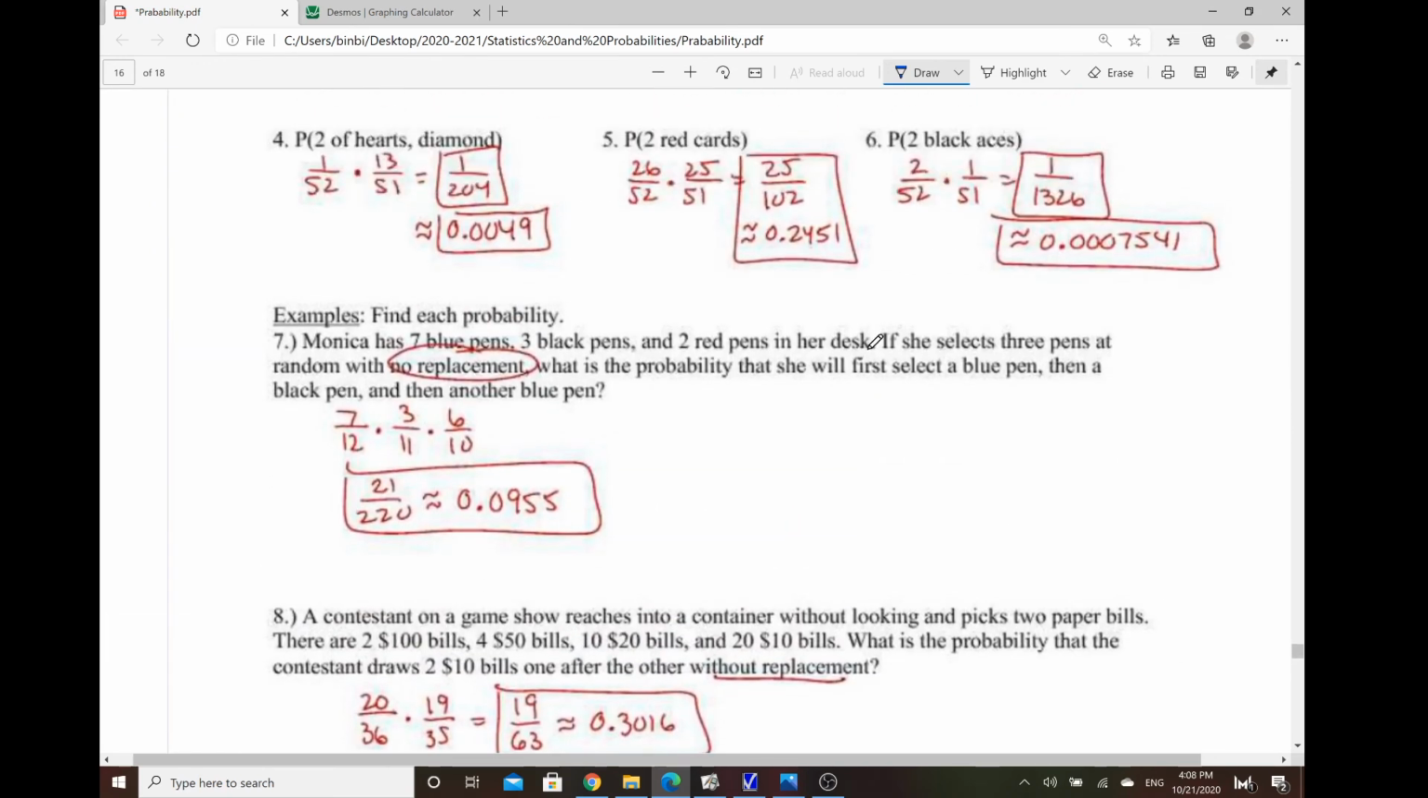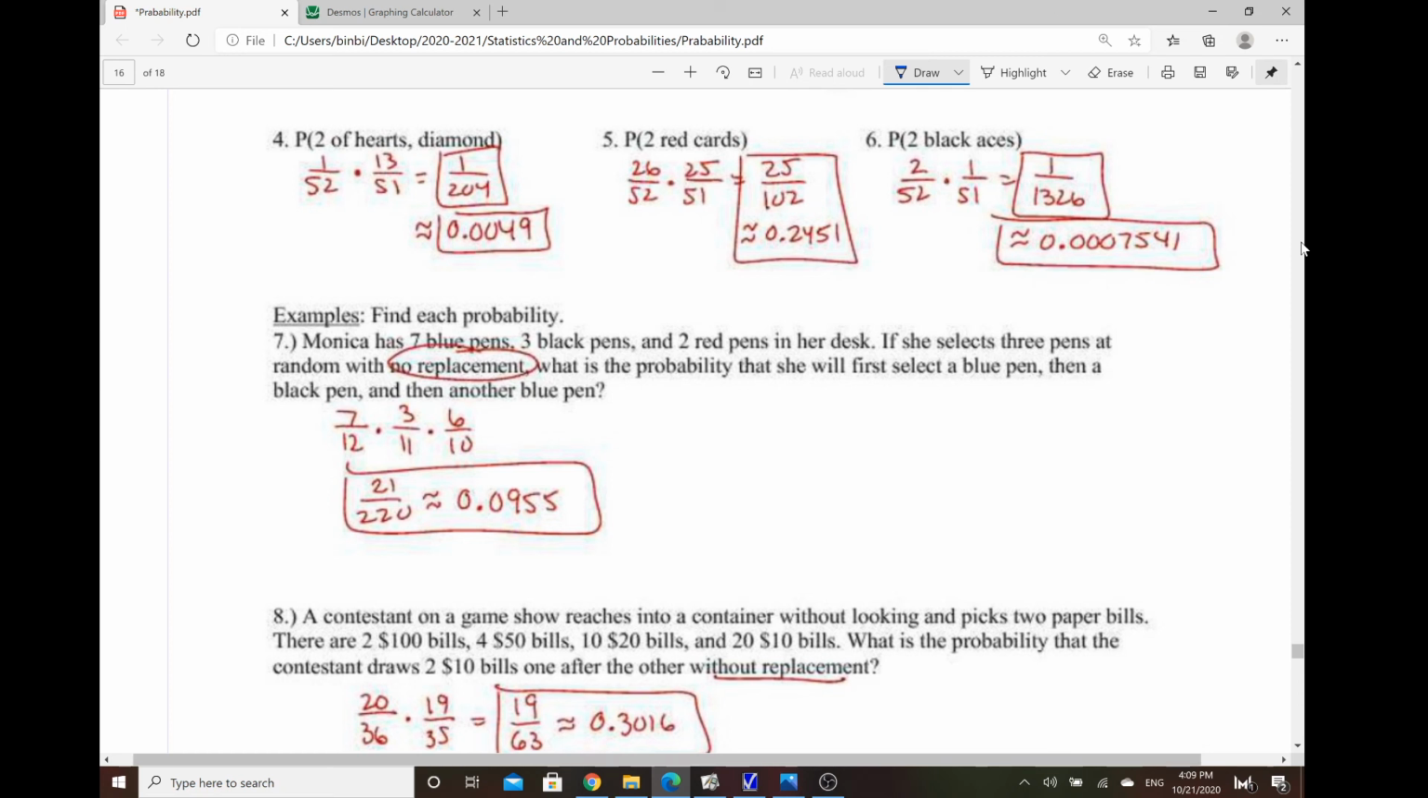Okay, so let's take a look at this one. Monica has 7 blue pens, 3 black pens, and 2 red pens in her desk. If she selects 3 pens at random without any replacement, what's the probability that she would first select a blue pen, a black pen, and then another pen? So 7 over 12, times 3 over 11, because the next selection is getting the black pen. It's only 3 of those. But for the first selection, she wants to get the blue pen. So 7 over 12 times 3 over 11.